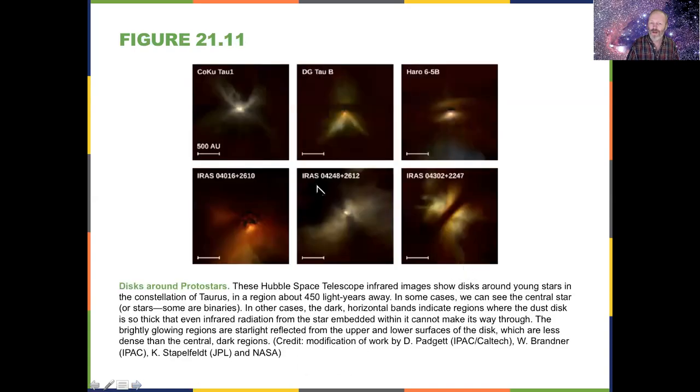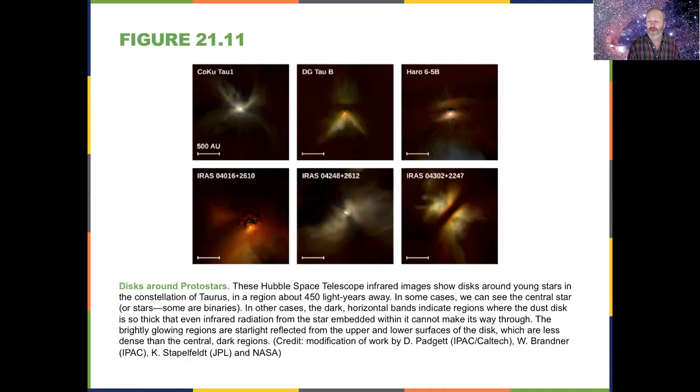Here we can see different disks around protostars. We had no idea, again, back when I was taking this class, Hubble was still in the dreaming stage back then. They'd already started constructing it, but no one knew exactly what we were going to get out of it when it got up there. I was taking these classes in the early 80s. Hubble went up in 1990. It didn't become super effective until 1993 because there were some glitches at the beginning and we had to send a shuttle up to help repair it.